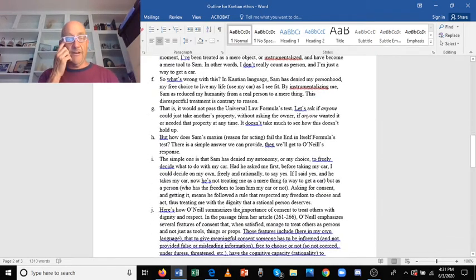And this is letter F here. In Kantian language, Sam denies my personhood, my free choice to live my life, use my car or not use my car, as I see fit. By instrumentalizing me, Sam has reduced my humanity from a real person capable of free choice, making rational plans on his own, to a mere thing. This is disrespectful, as anyone, I imagine, listening to this could say.